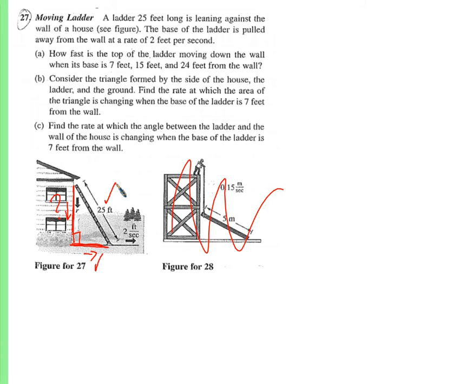Pythagorean theorem. Let's call this x and this y. And this is just always 25. When something cannot change, you can just plug that in. But if it can change, only plug it in once you've taken the derivative. So y can change, x can change, so it'll be x squared plus y squared equals 25 squared, just 625. x squared plus y squared equals 625.